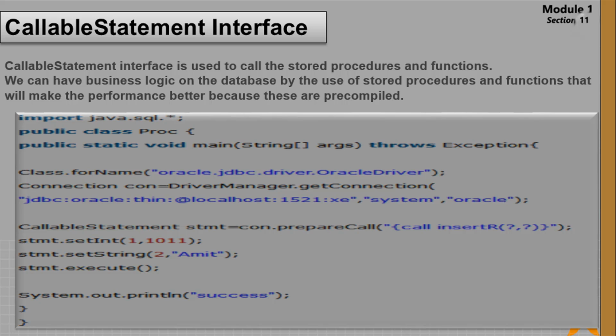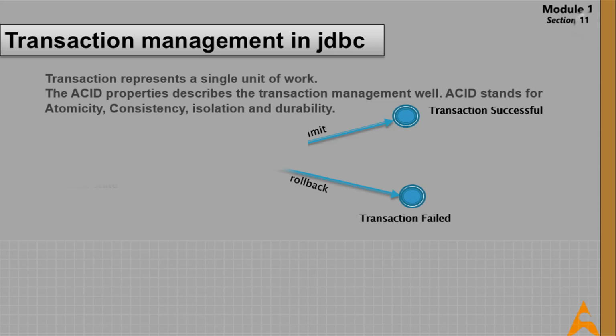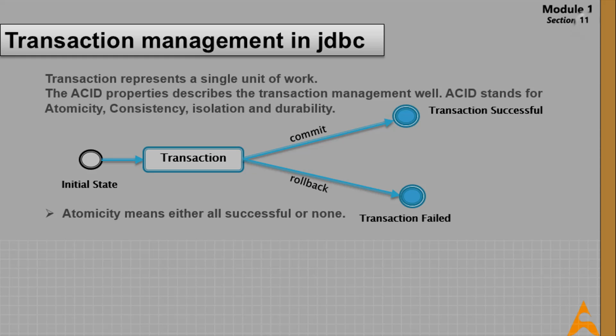Now let's discuss transaction management in JDBC. Transaction represents a single unit of work. The ACID properties describe the transaction management well. ACID stands for atomicity, consistency, isolation, and durability. Atomicity means either all successful or none.